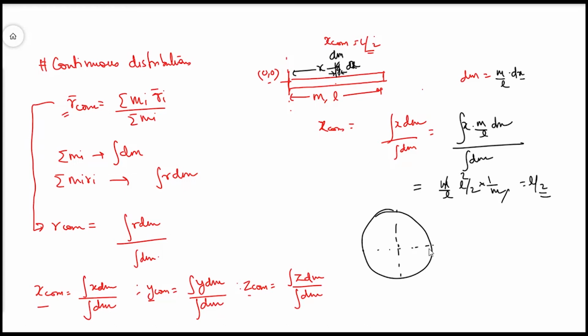Okay, so this is the simplest case, and simply if you have a circle, in case of a circle, you can calculate the center of mass is going to be at the center. Okay, so we are talking about this thing as a ring.